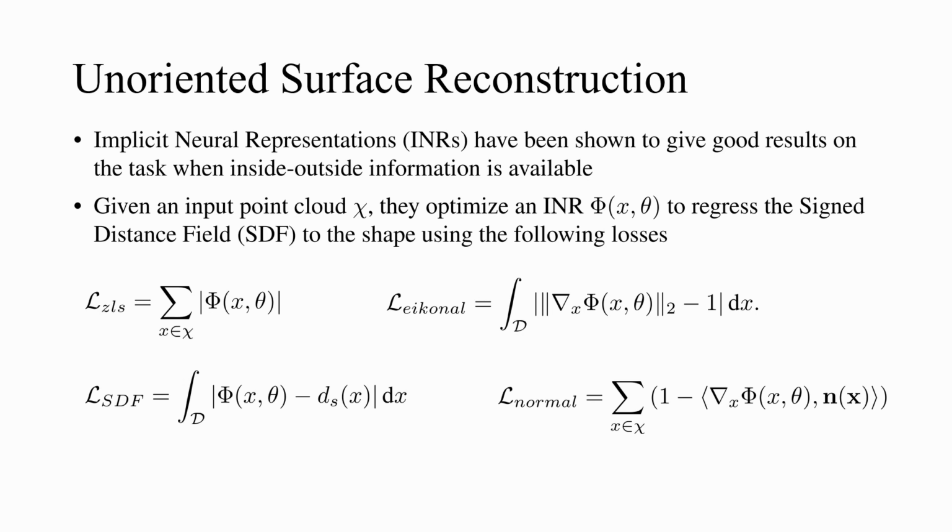The zero-level set loss enforces that there should be zero SDF at the input points. The eikonal loss enforces that the gradient norm of the network should be 1. The SDF loss tells the network to match the known or estimated SDF values. And the normal loss tells the network's gradient to match the known or estimated normals.